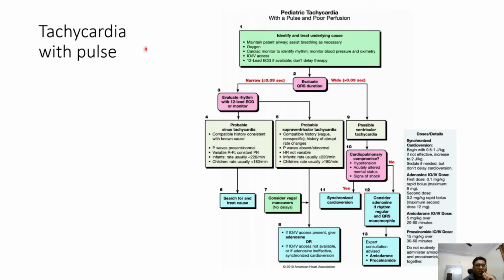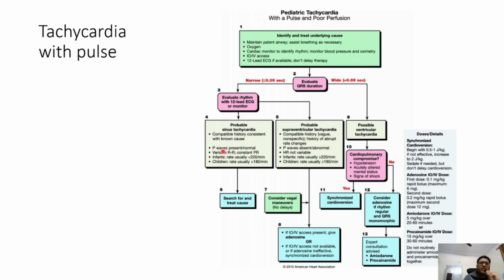Second thing is tachycardia with pulse rhythm. Here, if the heart rate is increased for the age, then you do the basic measures: airway, oxygen, IV access, bolus if needed. Look for signs of shock. Then you evaluate QRS duration, if the poor perfusion is persisting, the shock-like state is persisting. So the QRS duration is less than 0.09 second.